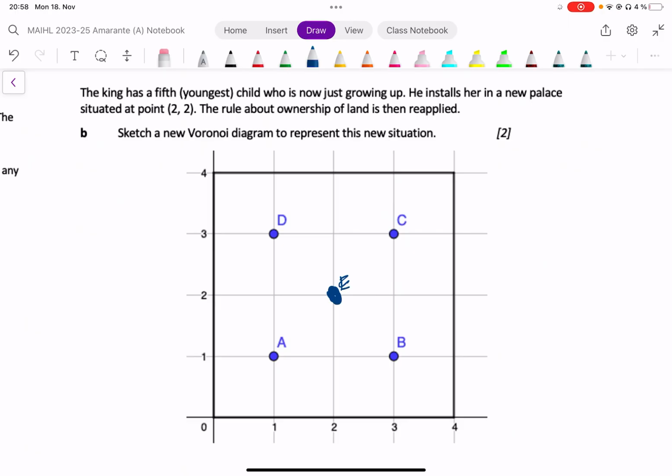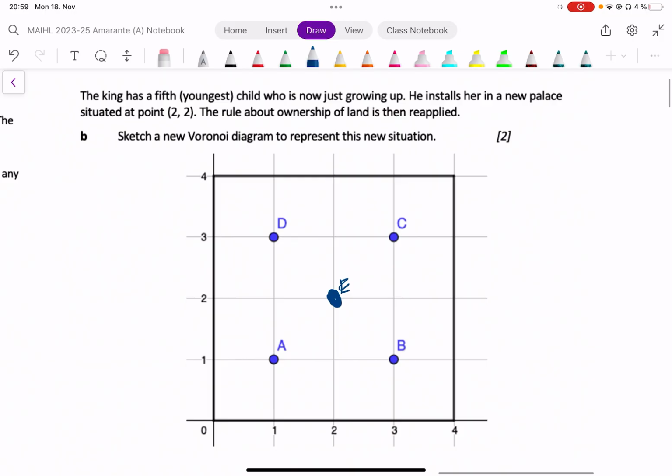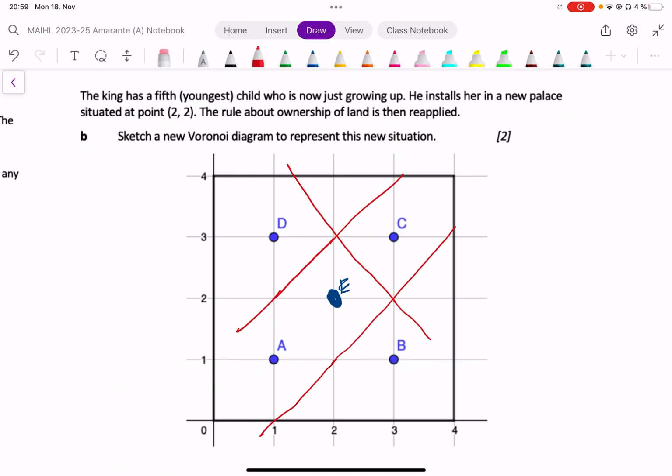Call that E, so A, B, C, D, E. The rule about ownership of land is reapplied, meaning that they own the land that is closest to them. And now it says, let's sketch the Voronoi diagram of this new one. If we were to think about it, I would now have to look at the perpendicular bisectors between D and E, and C, between E and B, and between A and E. So it kind of creates this shape.